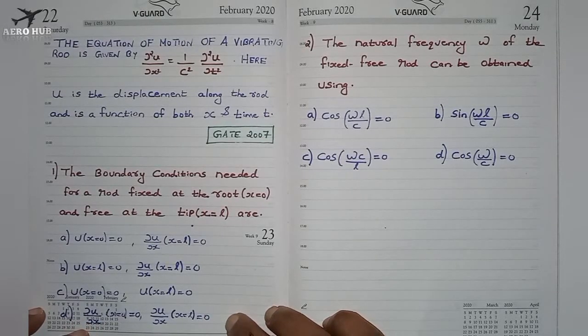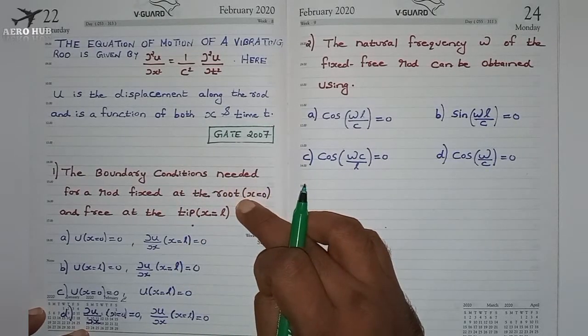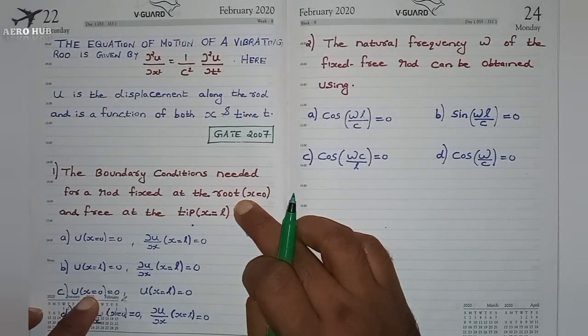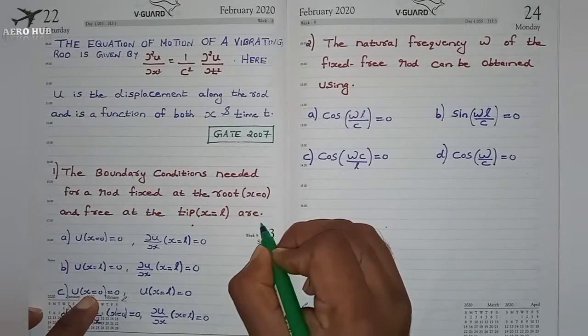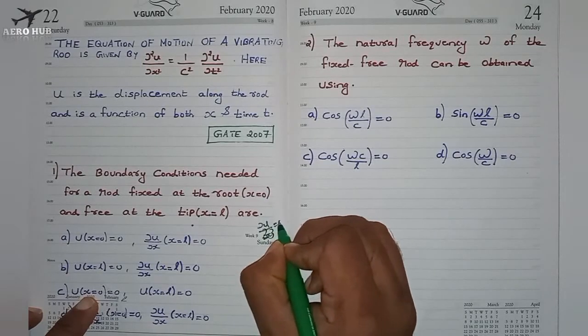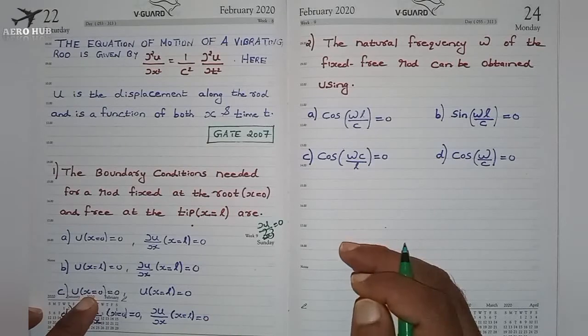We have the condition fixed at the root, that means the displacement should be 0 at the root. So option A and option B have the displacement 0 at the root and free at the tip. When the tip is in a free condition, the strain, that is ∂u/∂x, should be equal to 0. That will be the condition for the tip. Displacement is there at the tip, but the strain will be equal to 0.